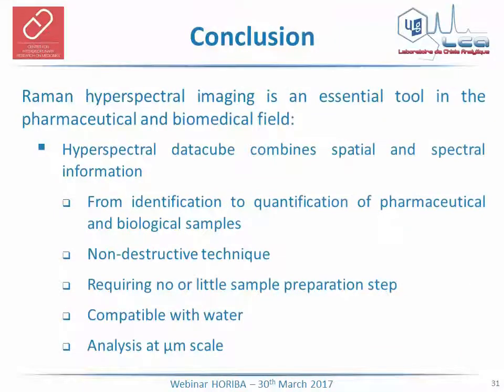To conclude, I am convinced that all examples presented today have allowed to demonstrate that Raman hyperspectral imaging can be considered as an essential tool in the pharmaceutical and biomedical field. Indeed, the hyperspectral data cube combines spatial information at a microscale and spectral information, allowing identification to quantification of pharmaceutical and biological samples in a non-destructive way, requiring little to no sample preparation step, and compatible with moisture and water media.